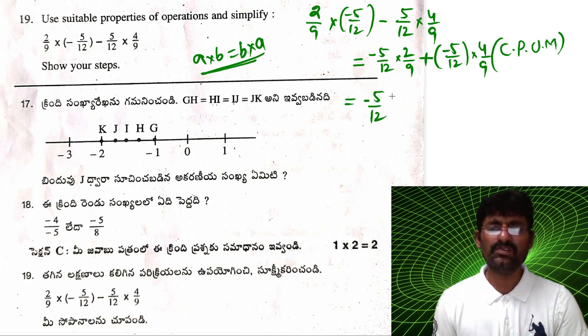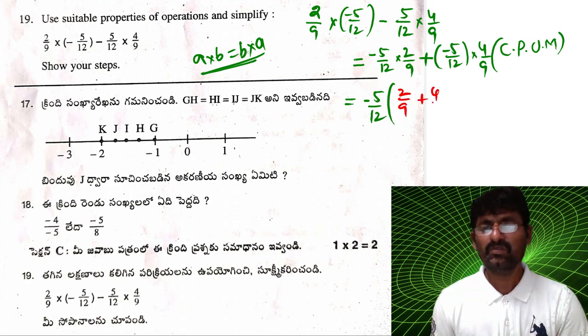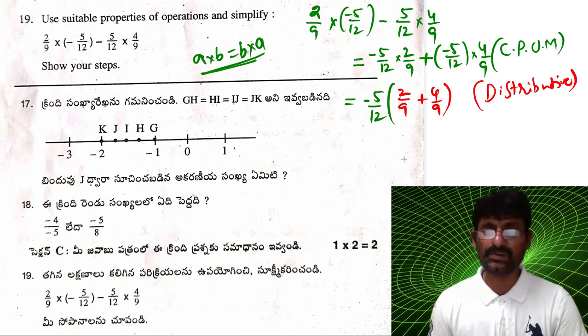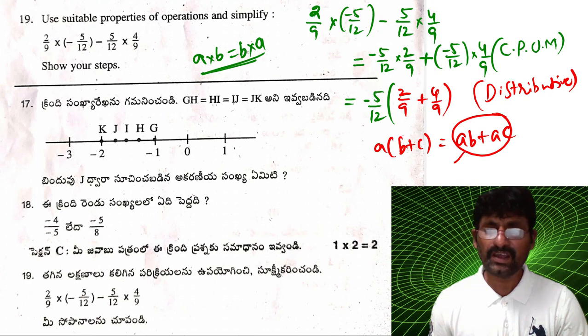So that means -5 by 12 into, if you take negative 5 by 12 as common, what are the remaining values? 2 by 9 and 4 by 9. So let us write those values within the brackets: 2 by 9 plus 4 by 9. What is this property? This property is nothing but the distributive property. Changed LHS to RHS and RHS to LHS. What is the distributive property? A times B plus C equals A times B plus A times C. Here I took the right side value and wrote that as A times B plus C.